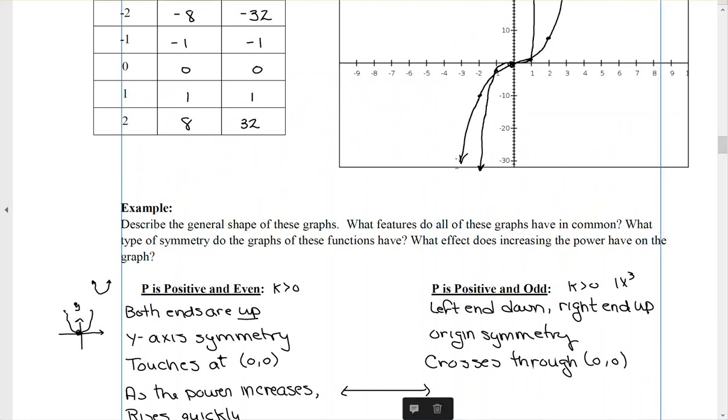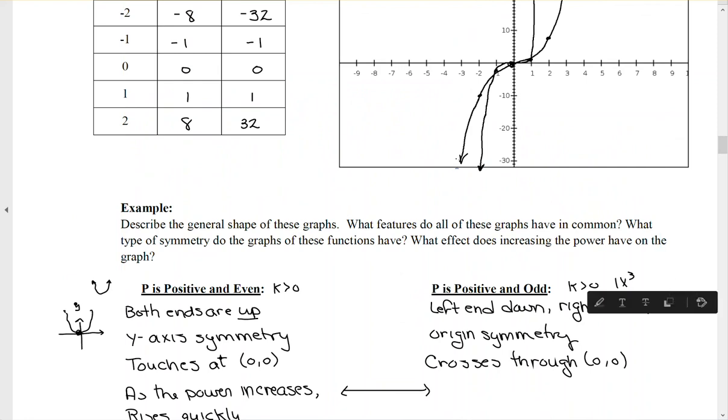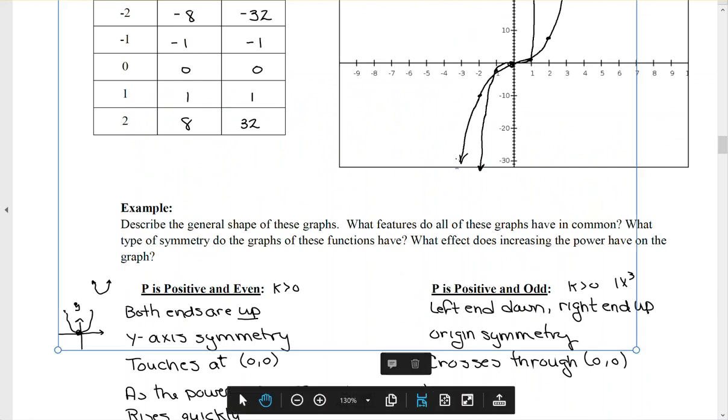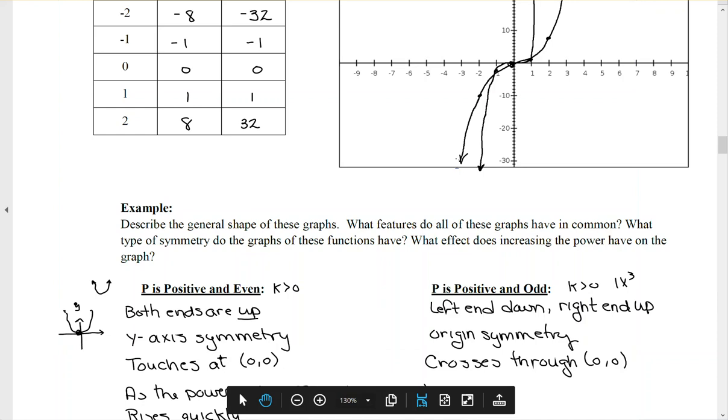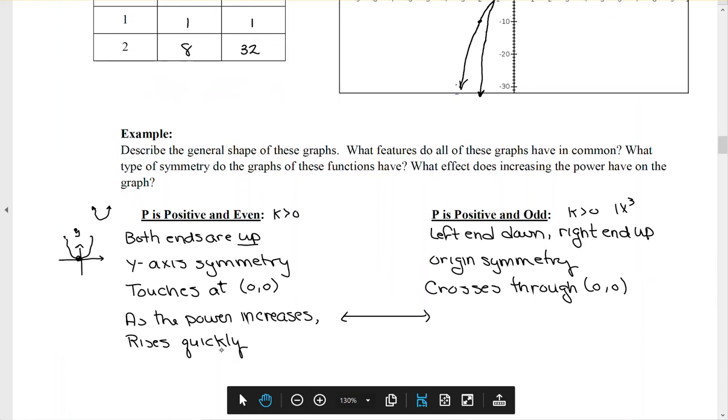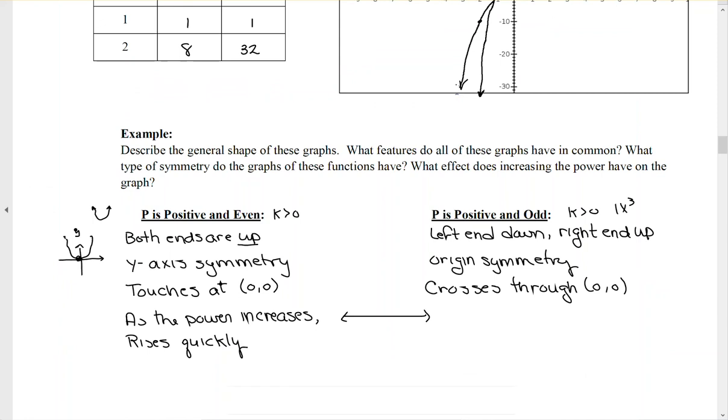And like the other function, we see that as the power increases, our function rises quickly, more quickly than the smaller powers. So that's something that they both have in common.